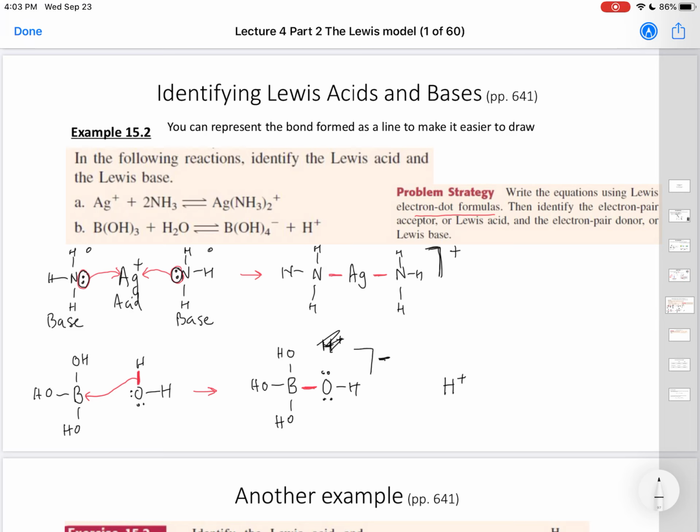And remember, you have to keep track of the charge in terms of the H+. This must be negative because this is neutral and this is neutral in terms of your starting material. So you've got to have neutral on the right as well. So minus and plus will give you a neutral species.